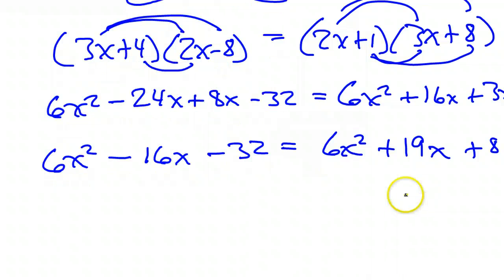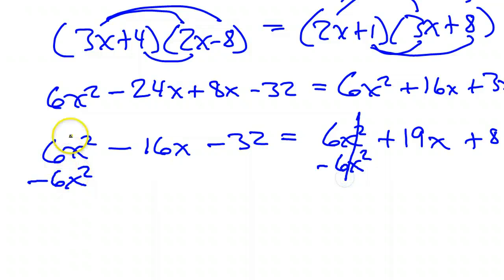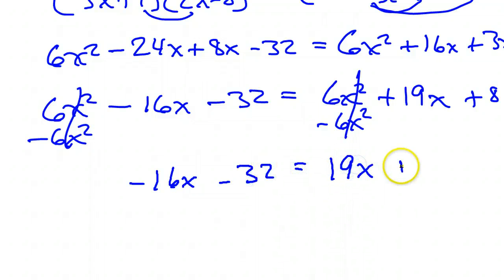Alright, so I need to get the x squared terms together, so I will subtract 6x squared from both sides. Now notice that they both cancel out. So that leaves me with negative 16x minus 32 is equal to 19x plus 8. Now I need to get the x terms together. So I could subtract 19x from both sides.